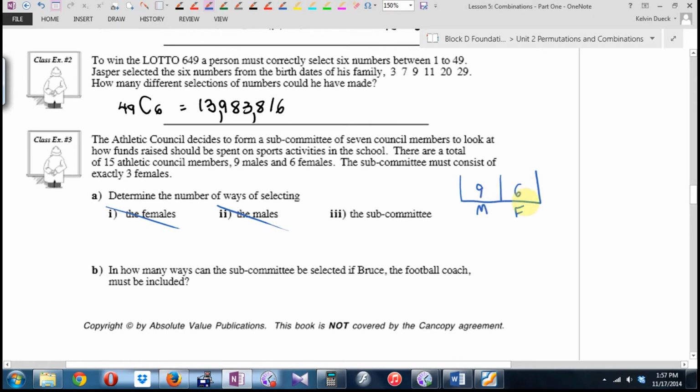How many females must be on the committee? 3. How many males must be on the committee then by default if we're having to put 7 people on there? 4. You want to know how many different committees I can make with 4 guys and 3 girls if I have 9 guys to begin with and 6 girls to begin with? 9 choose 4 and 6 choose 3. Can you see where I got that from? From the bucket.